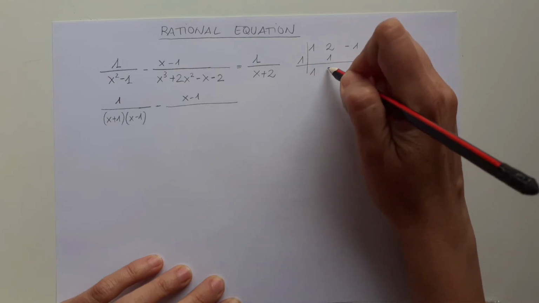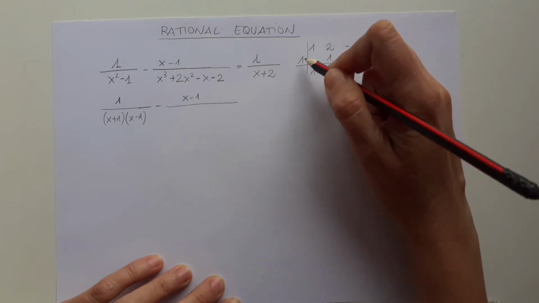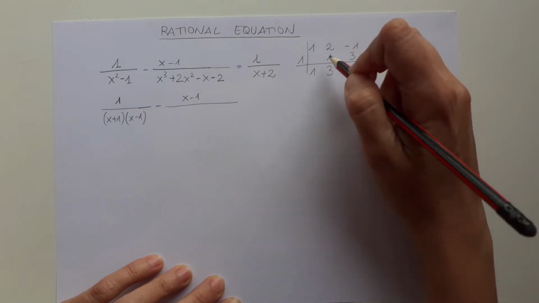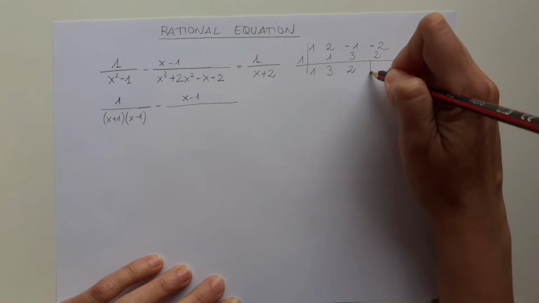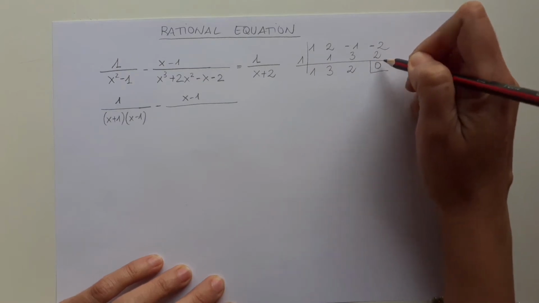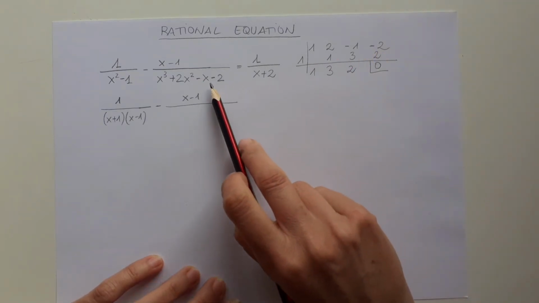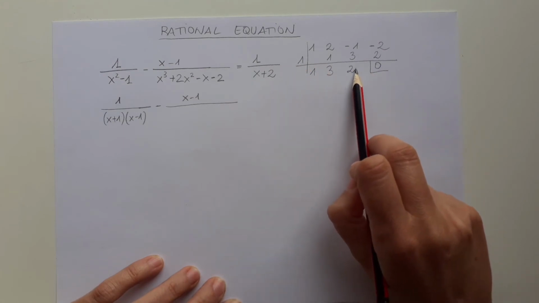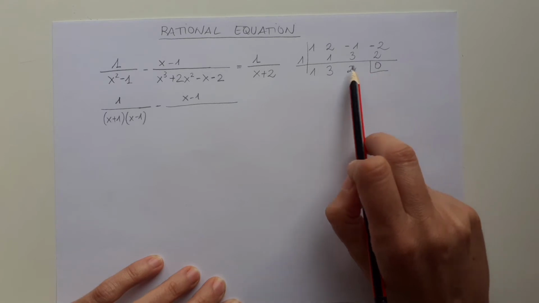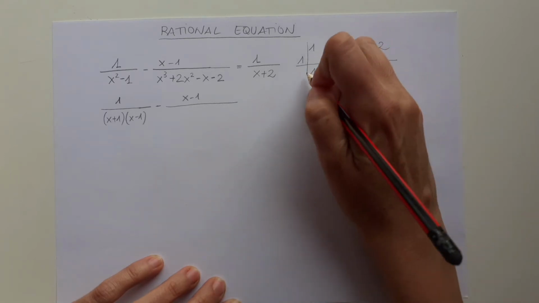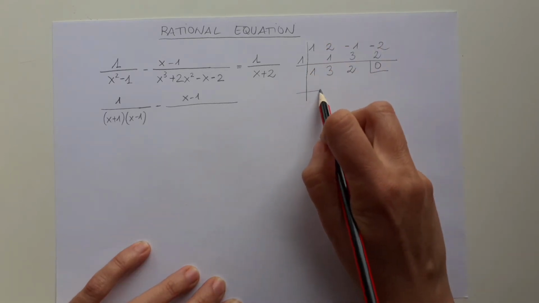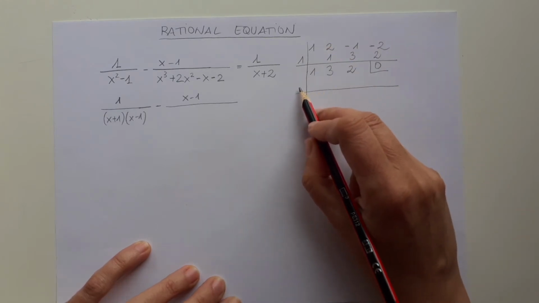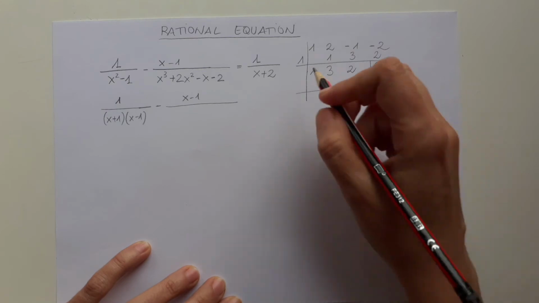1 times 1 equals 1. This is 3. 3 times 1 equals 3. 3 minus 1, 2. 2 times 1 equals 2, and the remainder is 0. So this means that if I divide my polynomial by x minus 1, this is the result, and this is the remainder. So this is a root of the polynomial. Then, if I try with 1 again, I won't have 0 as a remainder.